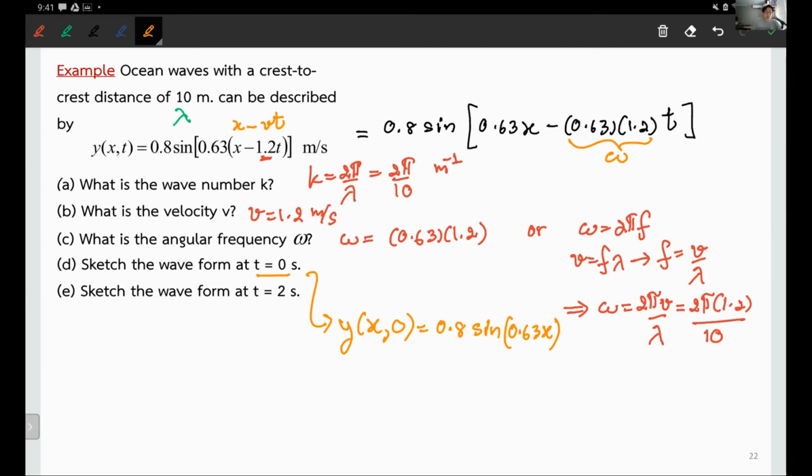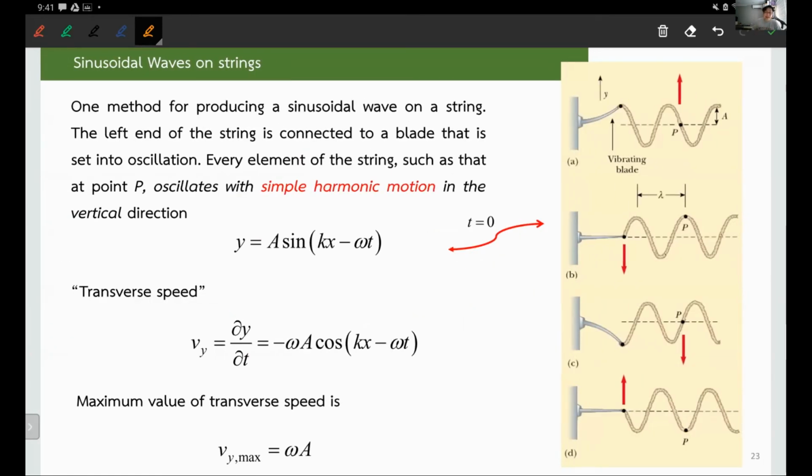Same thing with t equal to 2 in part E. You just substitute 2 in there, t just disappears. So you're down to a single variable, and that is your waveform. Cool. All right. Next, last stop.